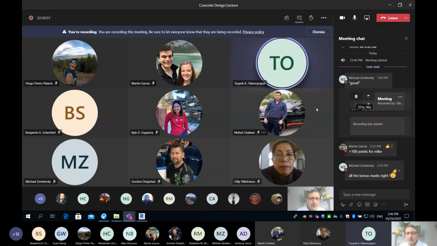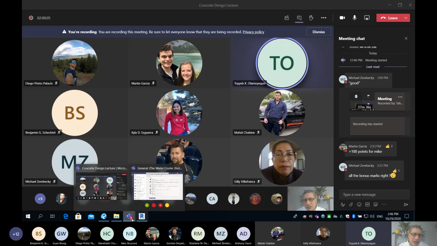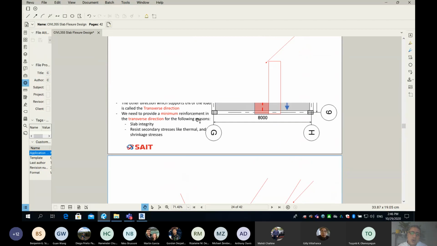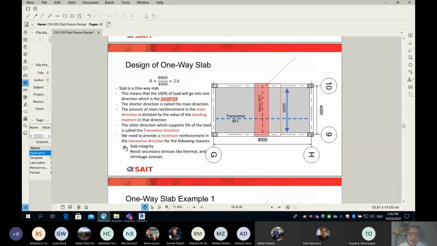Ramin, can you please explain the transverse reinforcement again? The transverse area, I said, guys, 100% of the load will go into, read this please, Toyib. So I said 100% of the load will go into the shorter direction based on the moment. The perpendicular direction is called transverse, okay? And it carries no load. No load will go into the transverse direction.